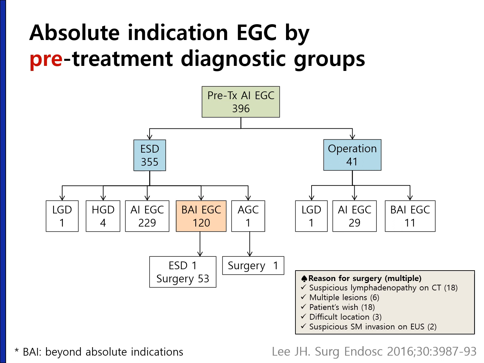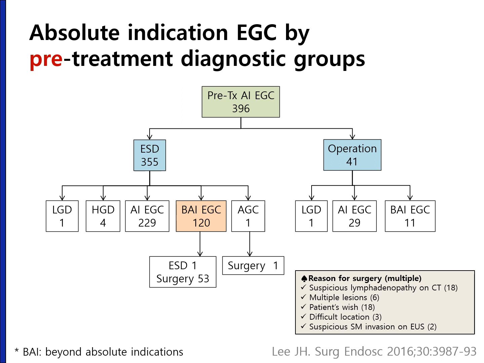This is a real-world statistic. Among 355 early gastric cancers initially treated by ESD, 120 cases, this is 34%, belonged to the beyond absolute indication group. Some of them require surgery.